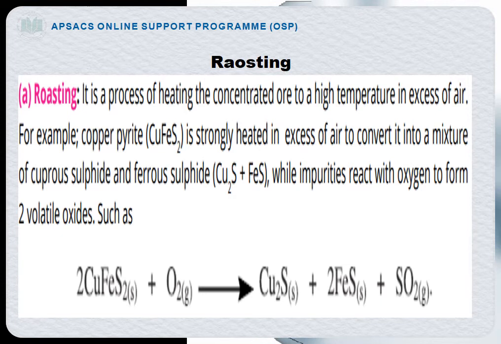Let's suppose we are having copper pyrite. It is strongly heated in the presence of air, or you can say in excess of air. A mixture is obtained, that is cuprous sulfide and ferrous sulfide, while the impurities react with oxygen to form volatile oxides such as sulfur dioxide.